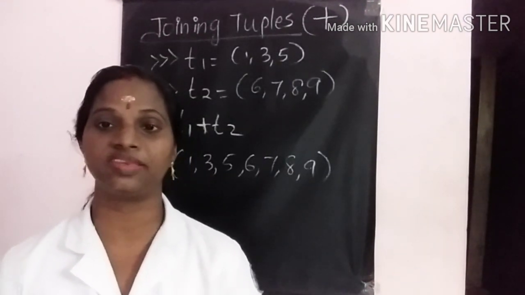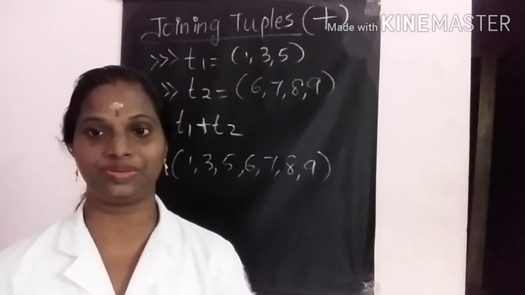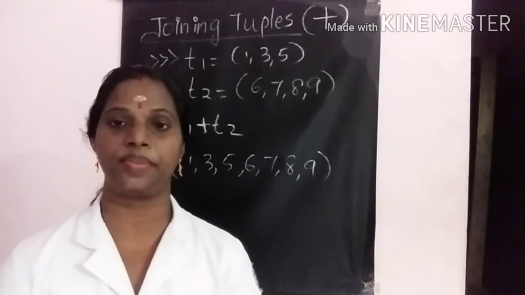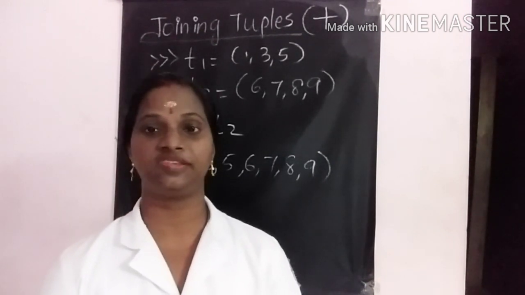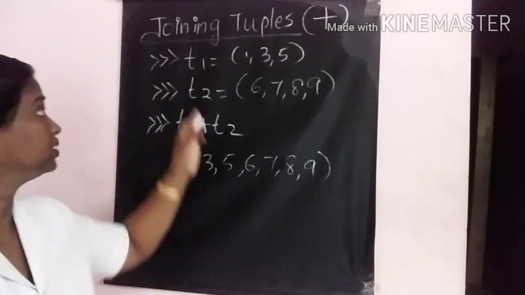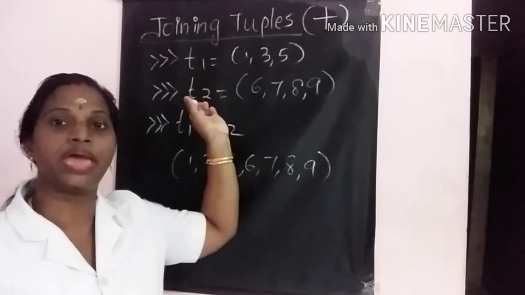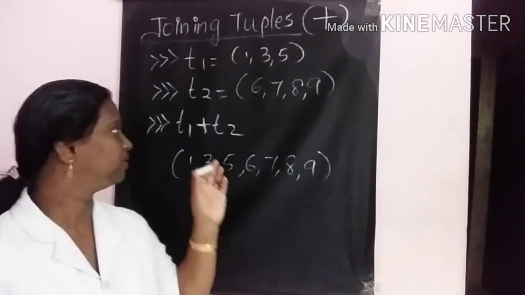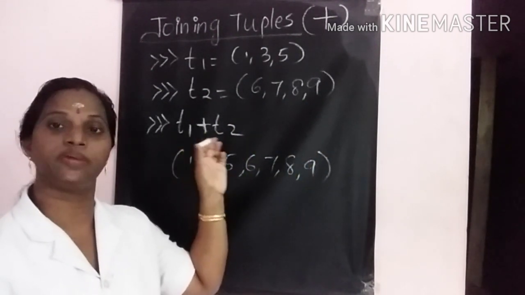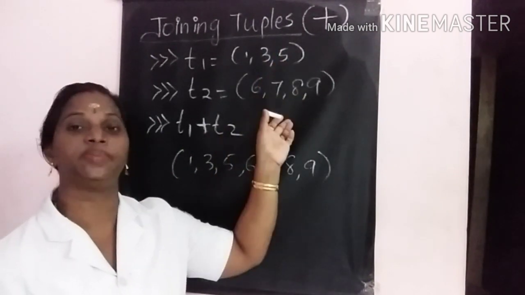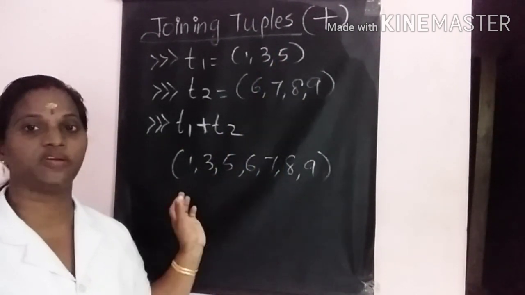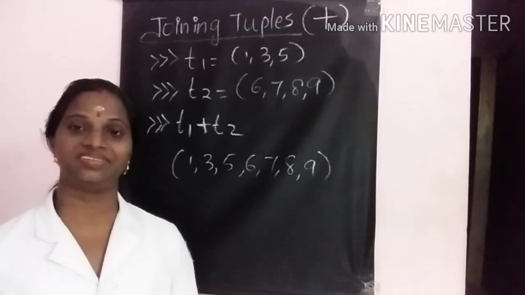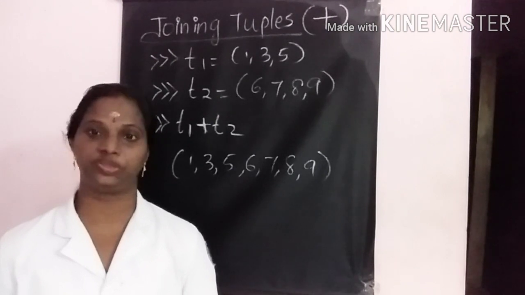Next one, joining tuples. Joining tuples means you can join two tuples together. You can use the concatenating operator, that is the plus operator, to join these two tuples. Here is the example. T1 is equal to 1, 3, 5 and T2 is equal to 6, 7, 8, 9. Then T1 plus T2 means T1 will join with T2. Then you will get the new tuple 1, 3, 5, 6, 7, 8, 9. This is called joining tuples.